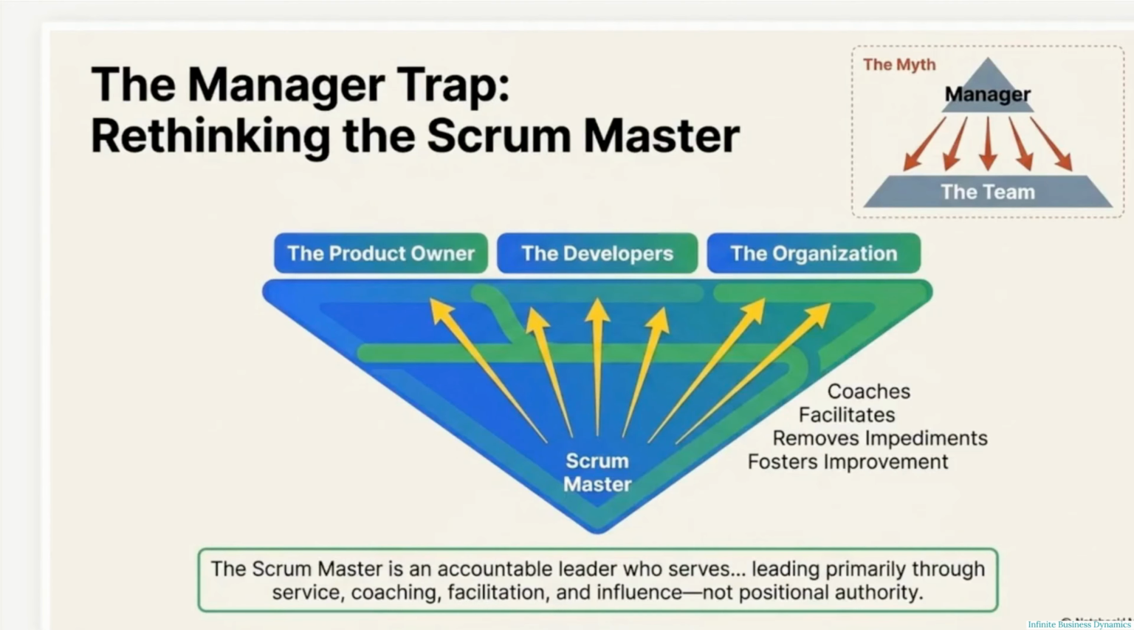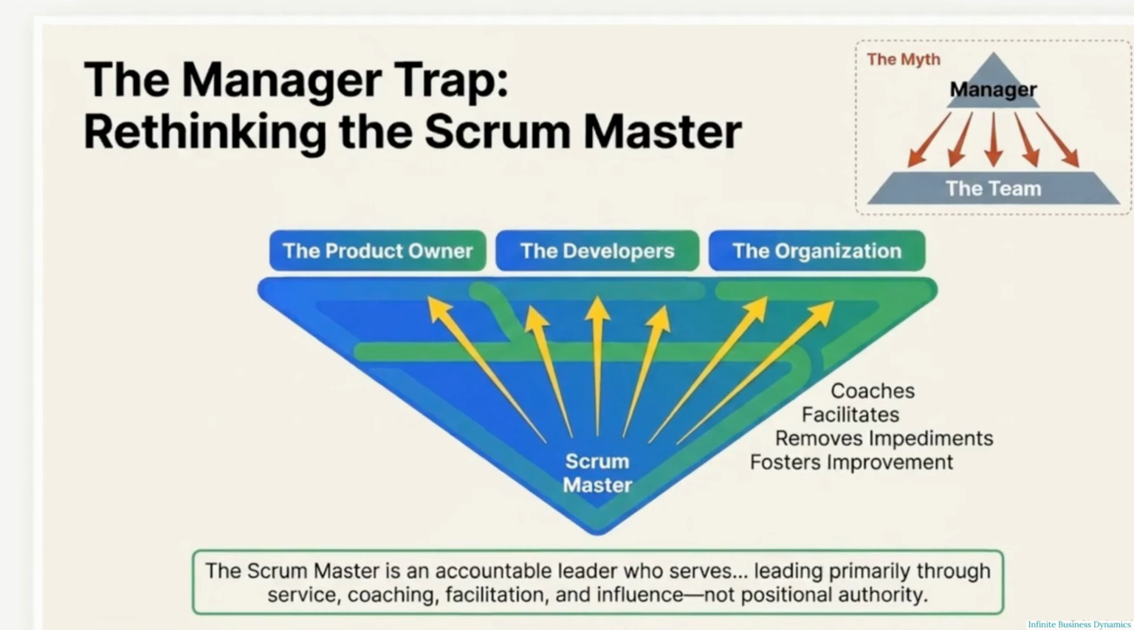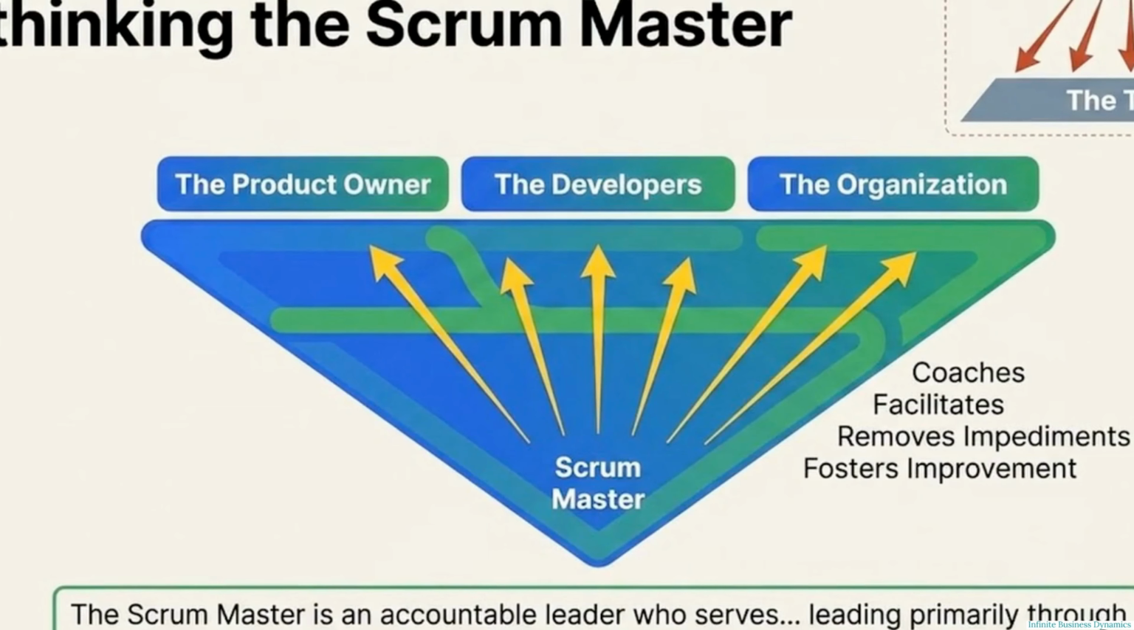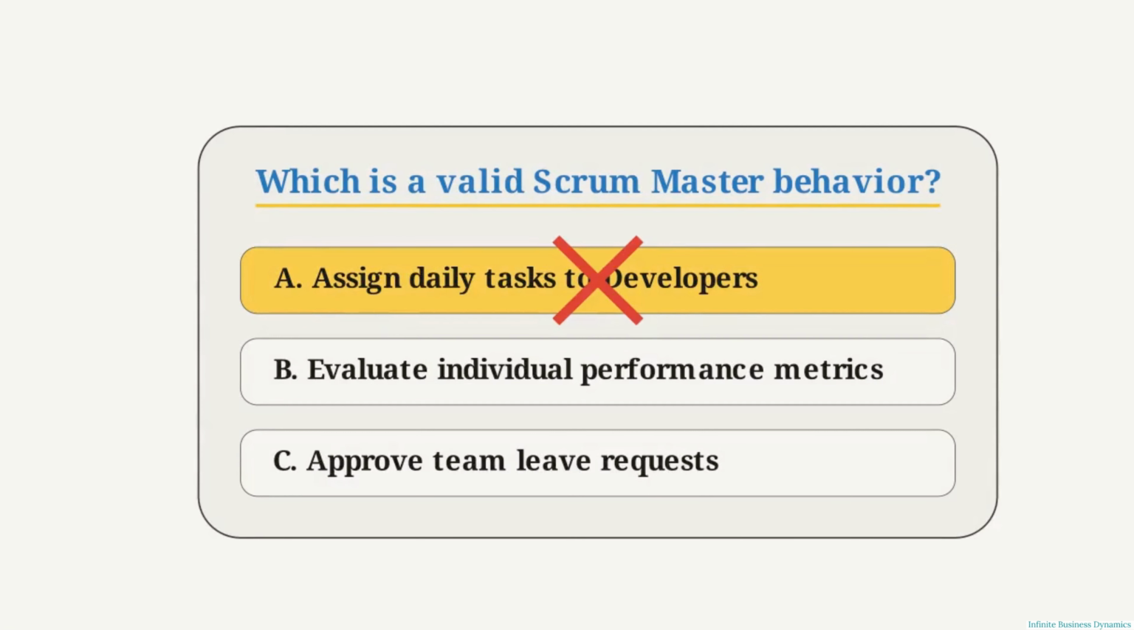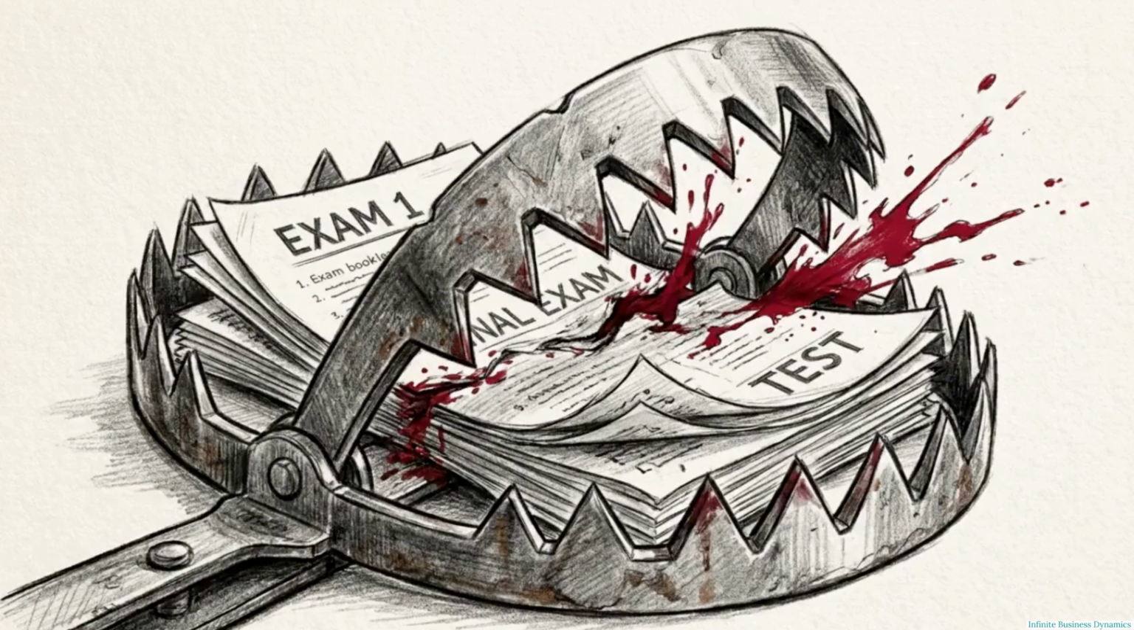Look at this inverted pyramid. A Scrum Master does not sit at the top issuing orders. They sit at the base. Notice how arrows radiate upward. They serve and enable the product owner, developers, and wider organization. If an exam option suggests assigning daily tasks, evaluating performance metrics, or approving team leave, you have found a trap.